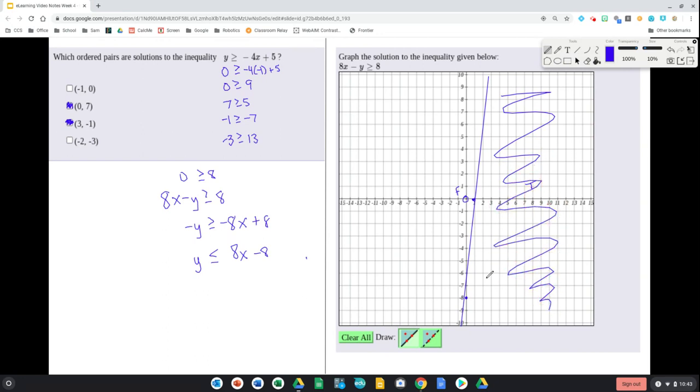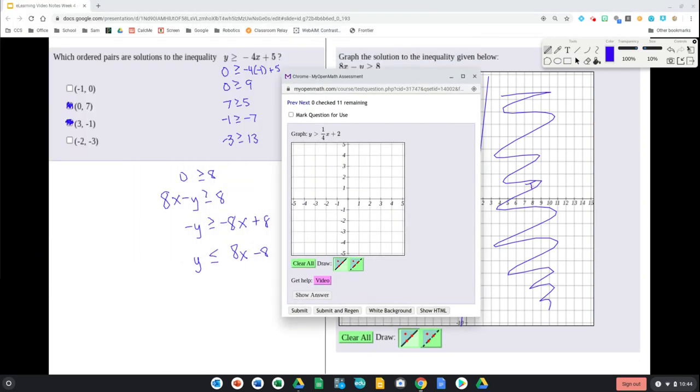Now on MyOpenMath, you aren't going to shade it in quite like that. Let me show you how it works on MyOpenMath whenever you go to do one of these problems. And so here is an example of the problem from MyOpenMath. If you look at this, we're going to graph y is greater than 1/4 x plus 2. So first of all, are we going to use a solid line or a dotted line? Okay, we want to use a dotted line because there is no line underneath this inequality. So we want to make sure we click on the dotted line box first.